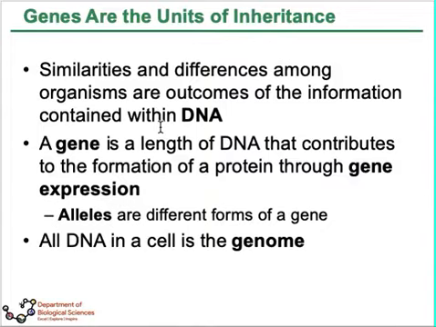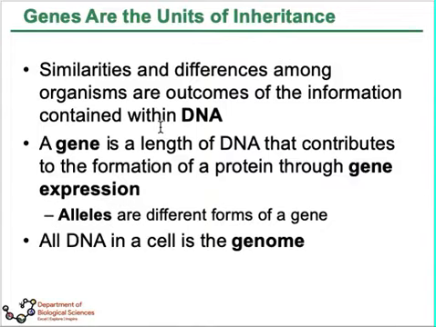Okay, so this is just a simple review of genetics. Similarities and differences among organisms are outcomes of the information contained within the DNA. A gene is a length of DNA that contributes to the formation of protein through gene expression. And you have the alleles or the variant genes. A gene that exists in different forms, you have alleles, and of course you have the DNA in cells, which have the genome. You have it actually in a chromosome. Okay, so you will discuss this organization of genetic material in your genetics subject.